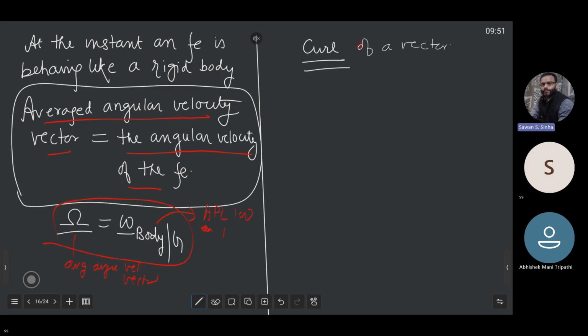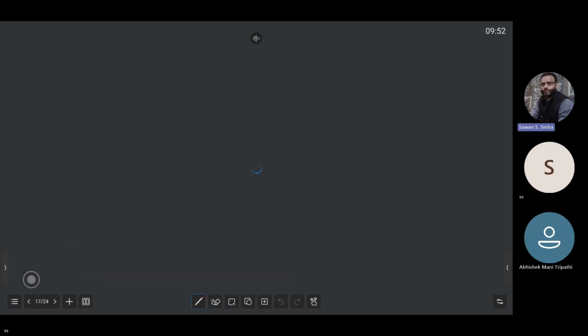And this, when I write in this manner from APL 100, is the angular velocity vector of a rigid element. Okay. Take 2 more minutes and then let you go.